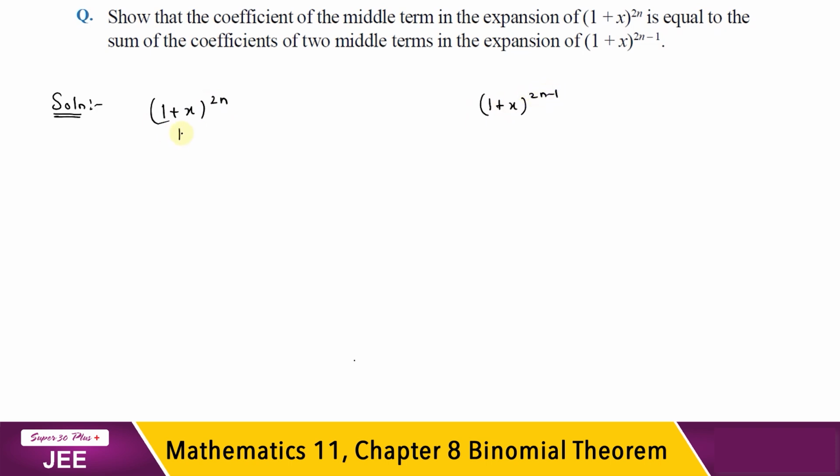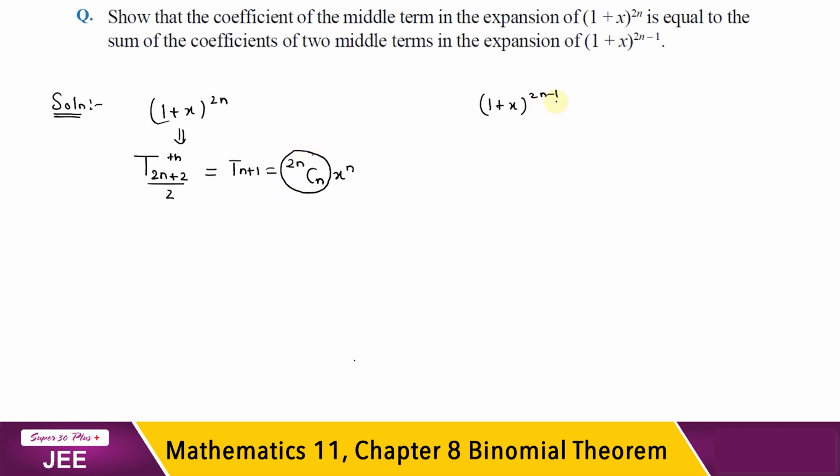So we are required to first calculate the coefficient of the middle term. Since the exponent is even, there is going to be one middle term, and that middle term is T of (2n plus 2) divided by 2, this term. So this is equal to T(n plus 1), and T(n plus 1) is 2nCn x raised to the power n. And we are interested in the coefficient. So the coefficient turns out to be 2nCn.